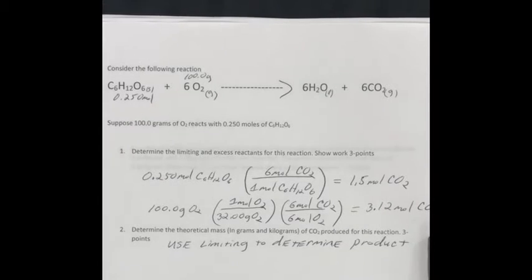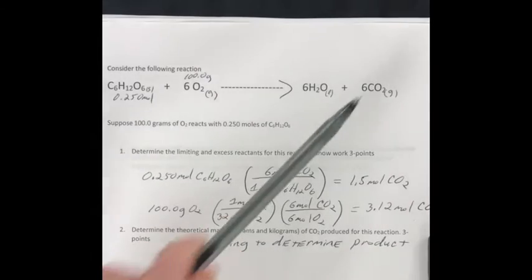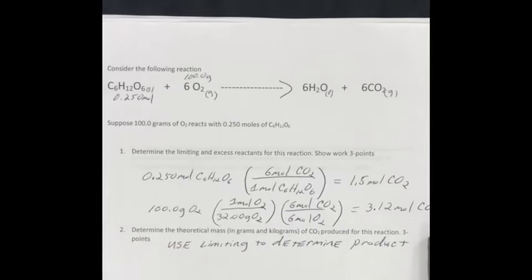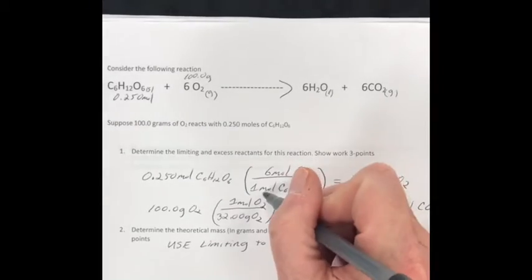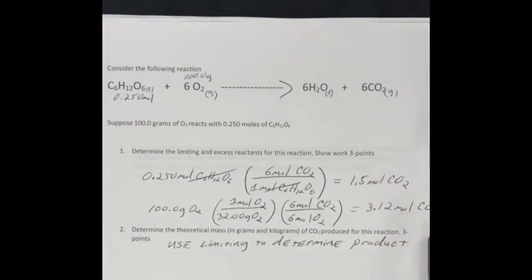Let's convert. Here's our 0.250 moles of glucose. Let's use the mole ratio from the balanced equation. Here's the mole ratio. For every 1 mole of glucose, I'm going to yield 6 moles of CO2. Moles cancel. And notice we have 1.5 moles of carbon dioxide produced.